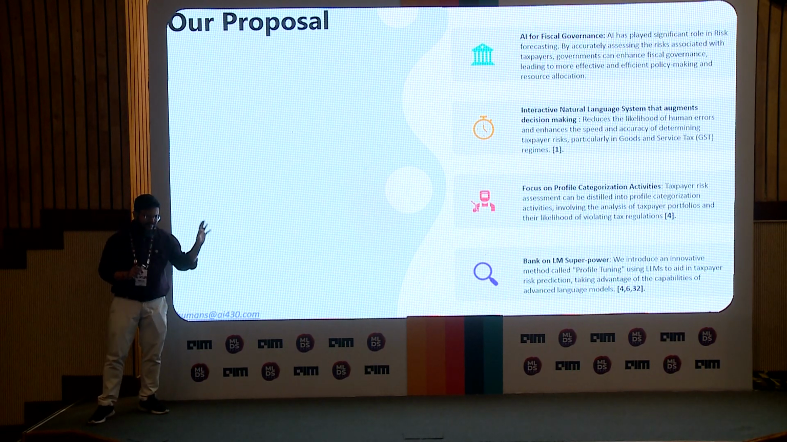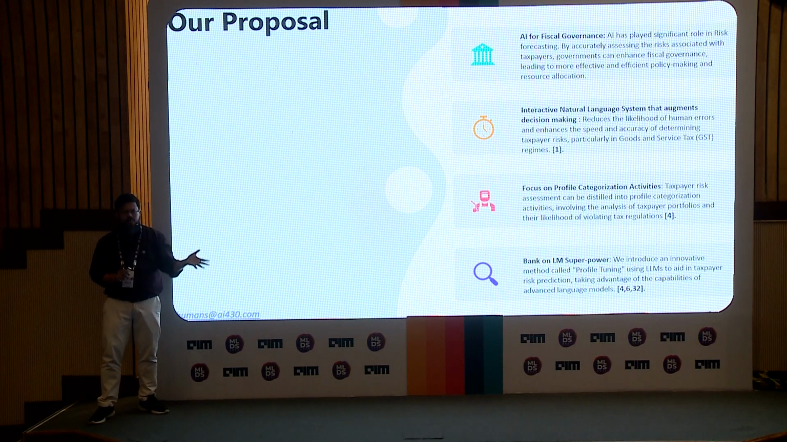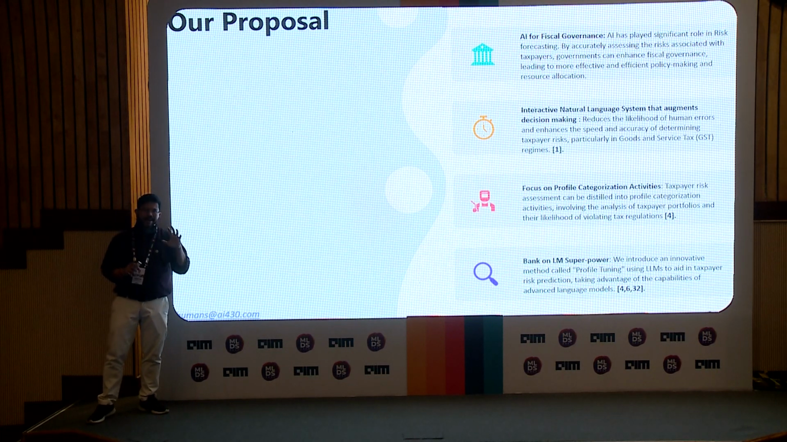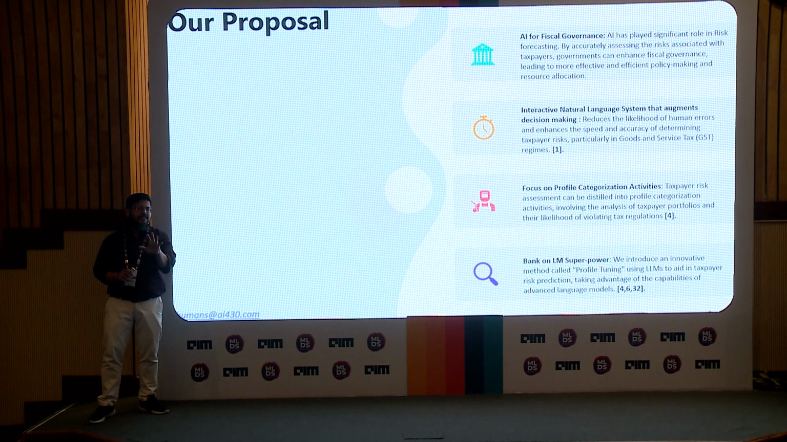Our proposal, I think, is very simple. We said that AI has to be used for fiscal governance. It has to be a natural language system. That was one of the key criteria because tax people are not data scientists, right? You cannot throw data at them and say, okay, from this data, try to decide who is a fraud. So it has to be an interactive system, with some form of natural language imbibed into it.